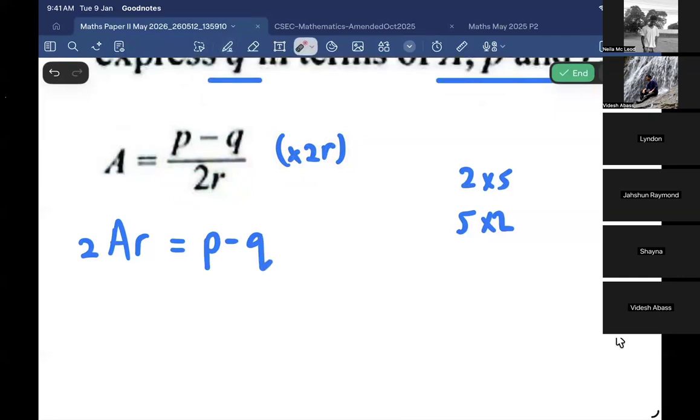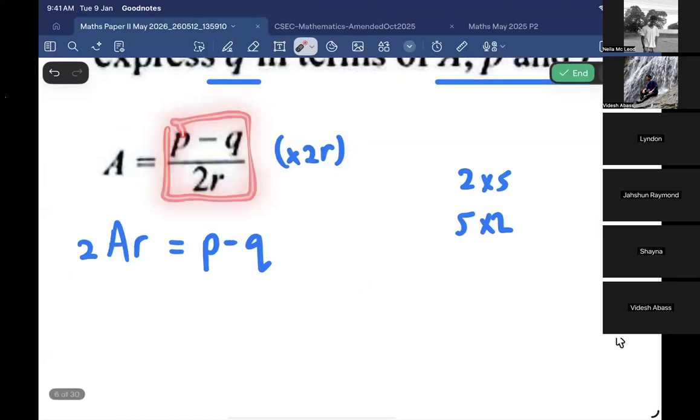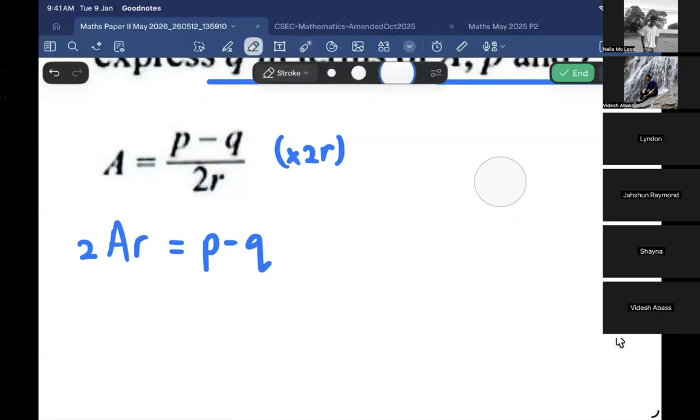Again, if you are confused, on the right hand side, we were dividing by 2R. So to get rid of that, I multiply by 2R on both sides. The 2R is going to cancel off on the right hand side to leave you with P minus Q. That's why we multiply by 2R, to get rid of the fraction. Do you understand or no? Yes, sir. All right.